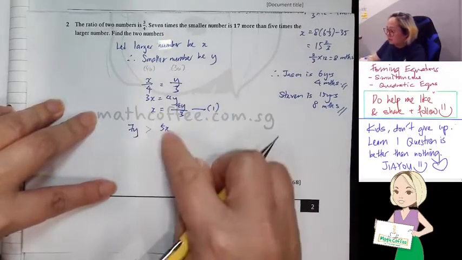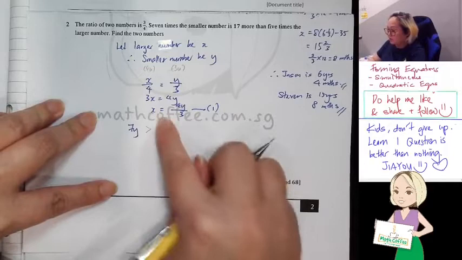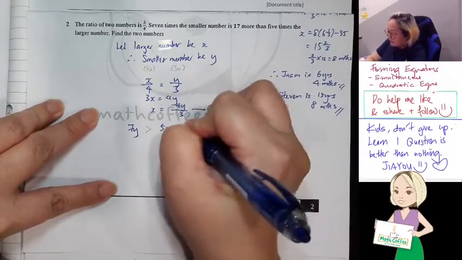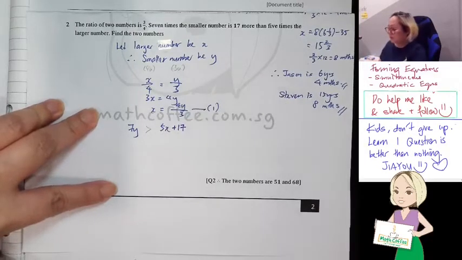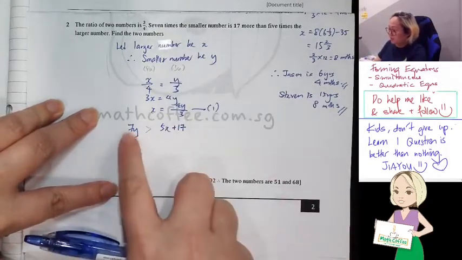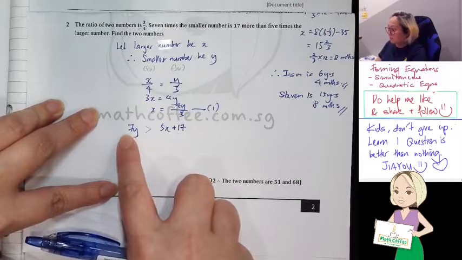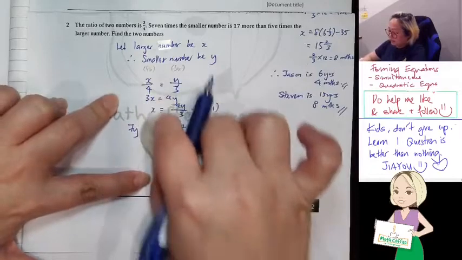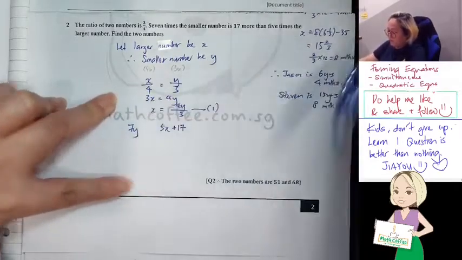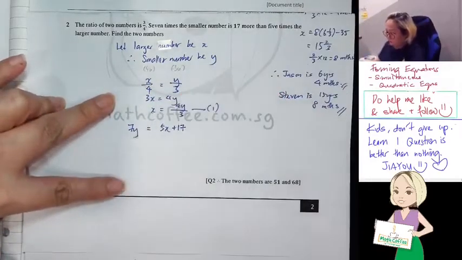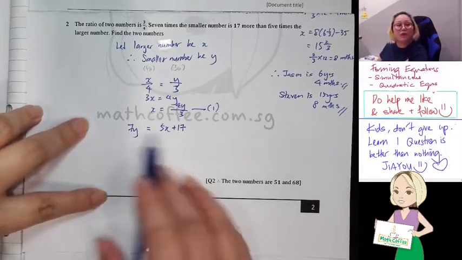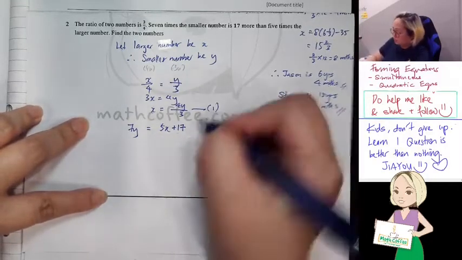So this side is smaller, correct? This side is smaller. So what I'm going to do is, I'm just going to plus 17. So 7 times the smaller number is 17 more than 5 times this side. So just now this side was greater, so now it become equal. So now this is my equation 2.